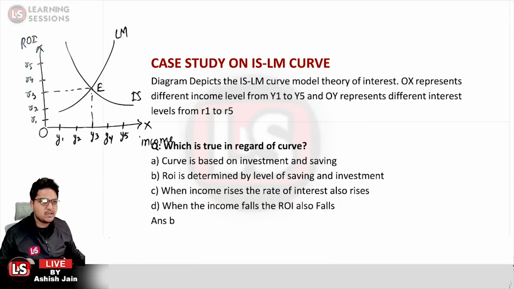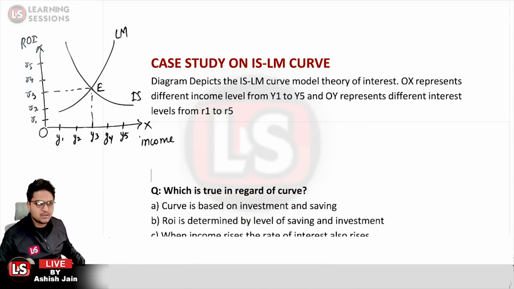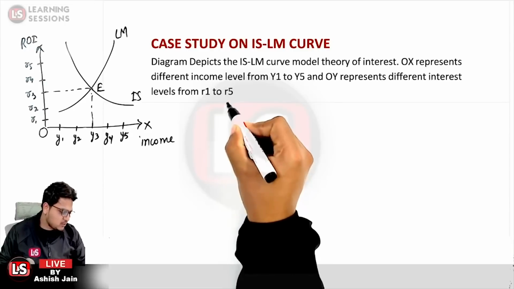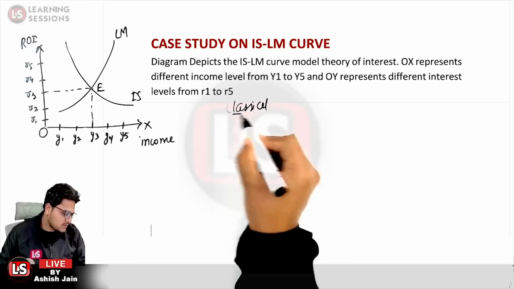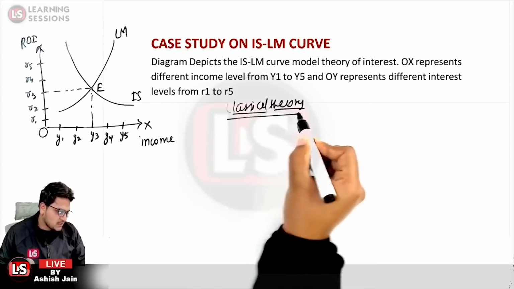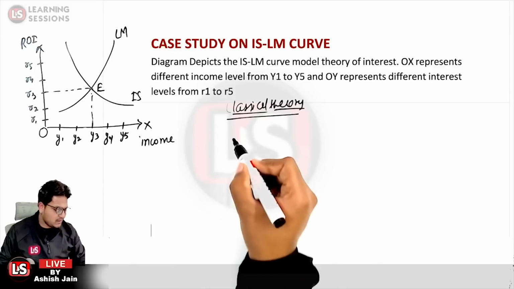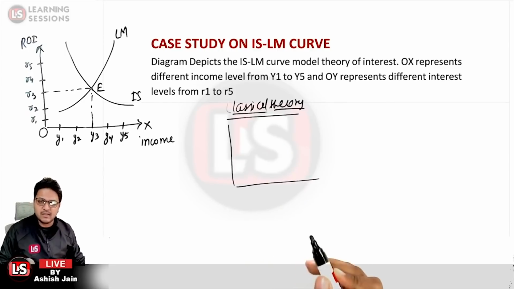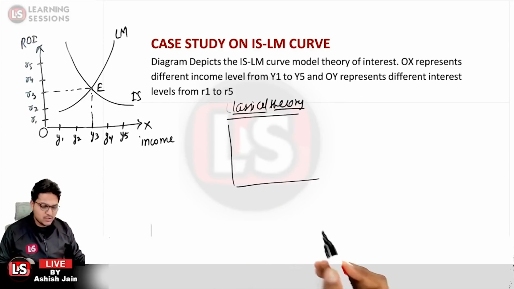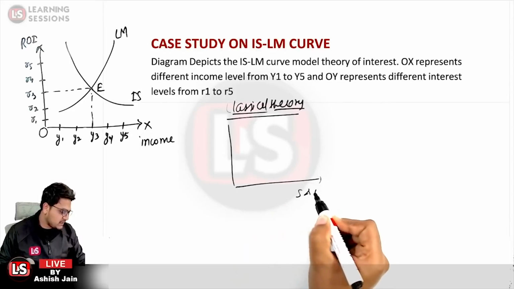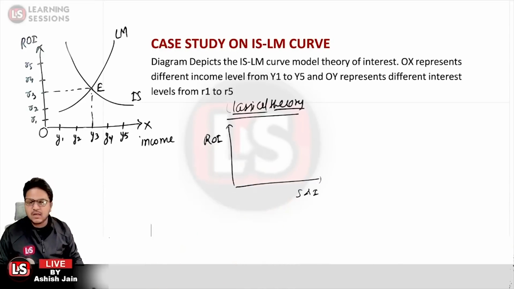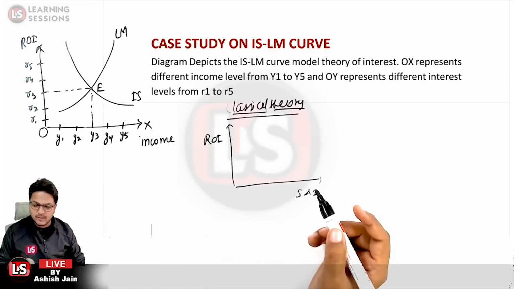Let me just clear some space here so that I can make you understand. Okay. So first of all, as per the classical theory of interest, if there is an increase in income, definitely there will be an increase in investments and savings you will be making. So on the x-axis we have the savings and incomes, and on the y-axis we have the ROI. So if the income is increased, in that particular case you will be saving more.